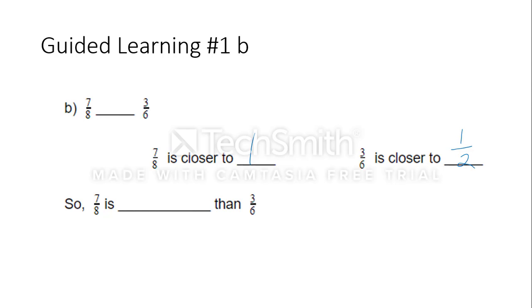So 7/8 is greater than 3/6. We're going to use our sign to show that 7/8 is bigger than 3/6 by having our comparison sign open up to the bigger fraction. And now let's move on.